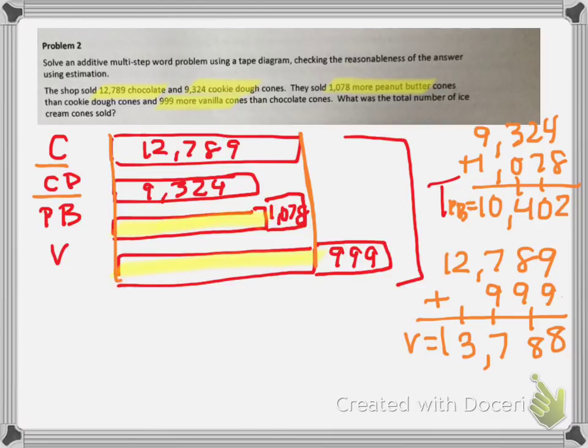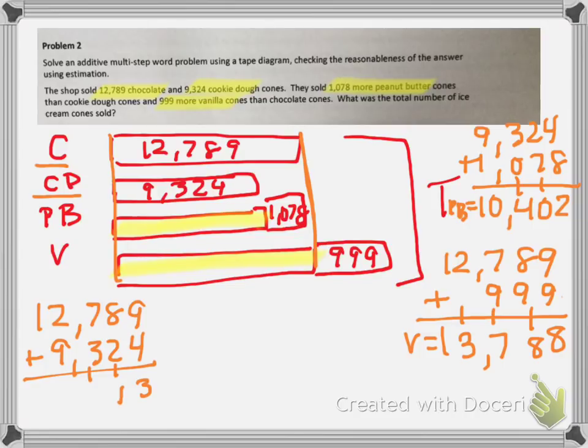Okay? So here's our chocolate, 12,789, plus the cookie dough, 9,324. I'm just going to do 2 flavors at a time, and then we need to make sure we add them together, because I don't have much room here. 9 plus 4 is 13. 8 plus 2 is 10, plus 1 more is 11. 7 plus 3 is 10, plus 1 more is 11. 9, 10, 11, 12. Okay, so that's 2 of them put together.